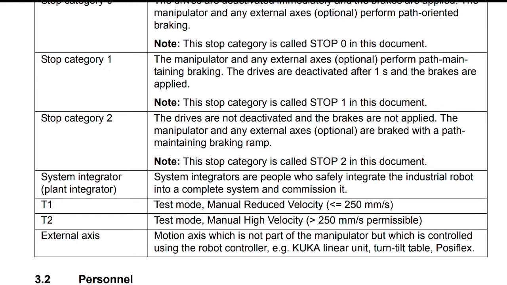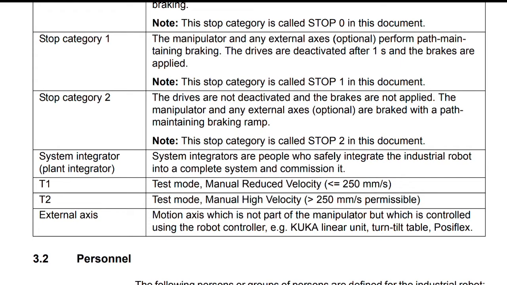Stop category 2. The drives are not deactivated and the brakes are not applied. The manipulator and any external axes are braked with a path-maintaining braking ramp. This stop category is called stop 2 in this document. System integrator, plant integrator. System integrators are people who safely integrate the industrial robot into a complete system and commission it. T1. Test mode, manual reduced velocity, less than or equal to 250 mm/s. T2. Test mode, manual high velocity, greater than 250 mm/s permissible.